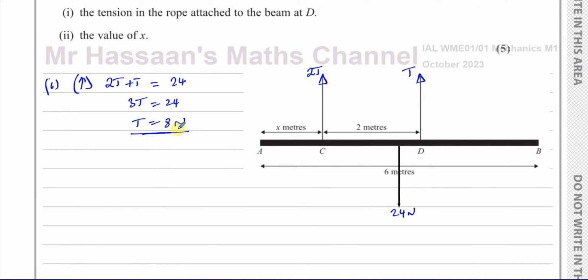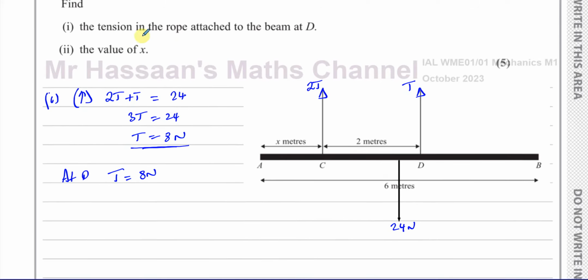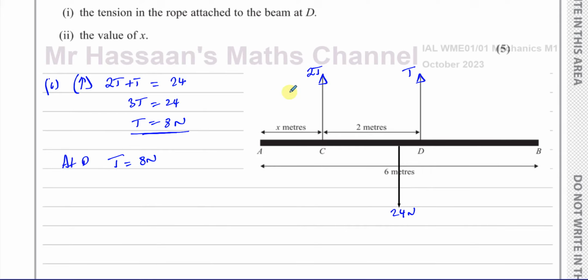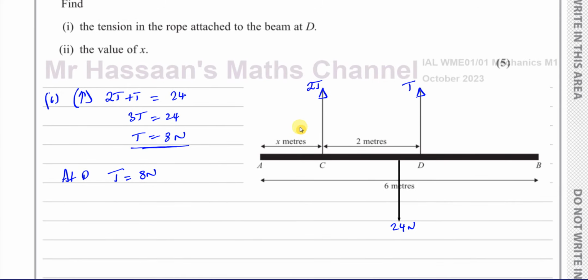Now it says at D, the tension is equal to 8 newtons. It's just T. So that's fine. So the tension of the rope attached at D, yeah, that's fine. If the question had said find the tension of the rope attached at C, then it would be 2 times T. So then it would be 16. So at D, we know that T is equal to 8. So there's the answer.